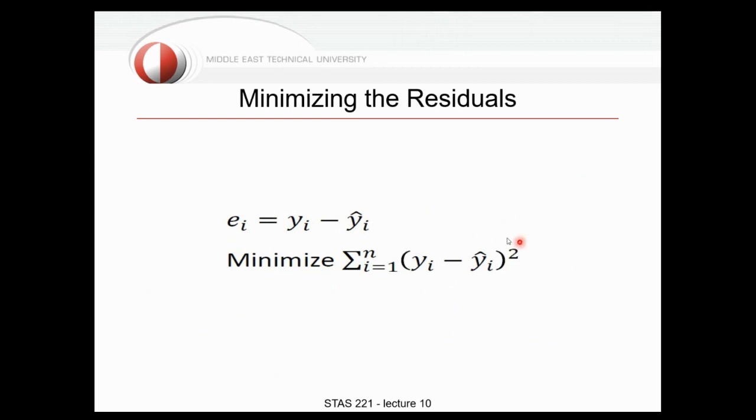That's why we power it by 2, the same way we did it for variance the first time, so that we get rid of that negative sign. So this is the one that we are trying to minimize now. Okay, so this is our goal.